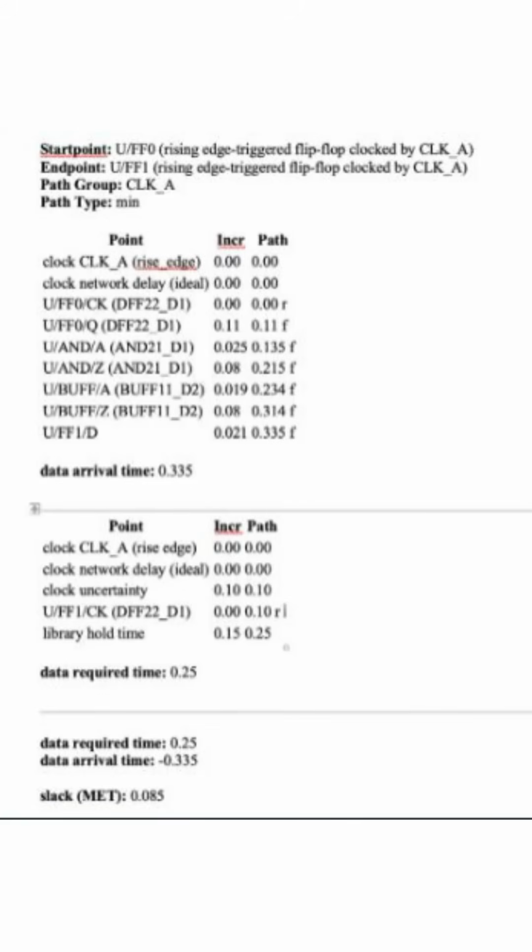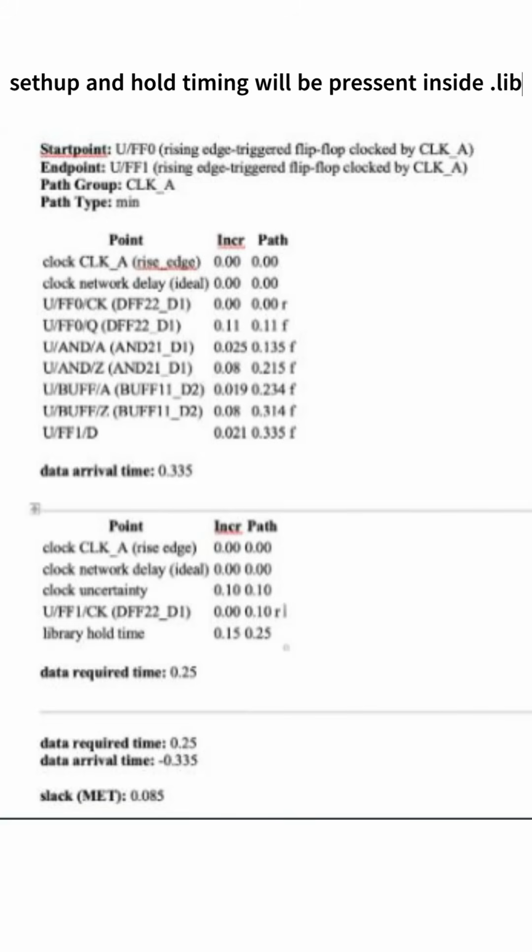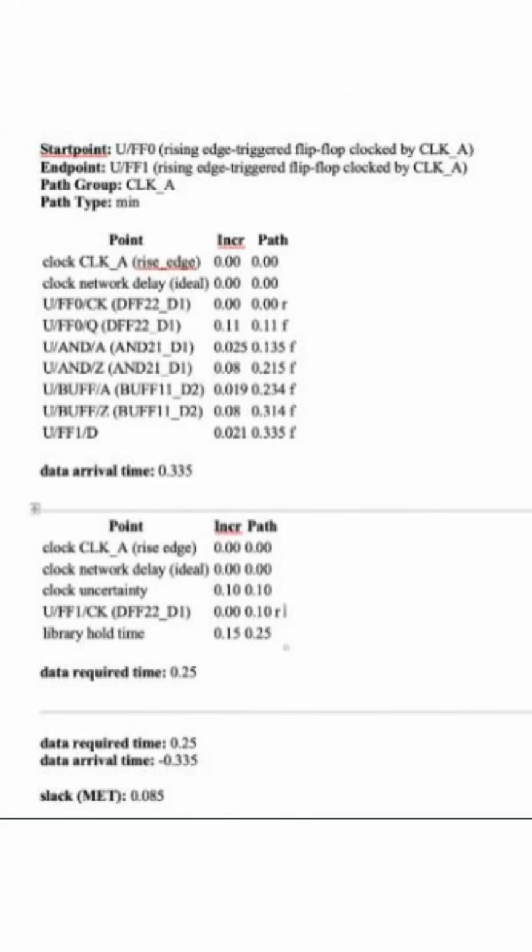Clock path, data required time: this section defines when the capturing flip-flop, UFF1, expects the data to be held stable after the clock edge. What it shows: clock uncertainty, 0.10 ns, accounts for clock jitter and skew. Library hold time, 0.15 ns, the intrinsic hold requirement of UFF1. These add up to define the minimum time the data must remain unchanged after the clock edge. Data required time is equal to 0.25 ns, so the data must not change before 0.25 ns after the clock edge.